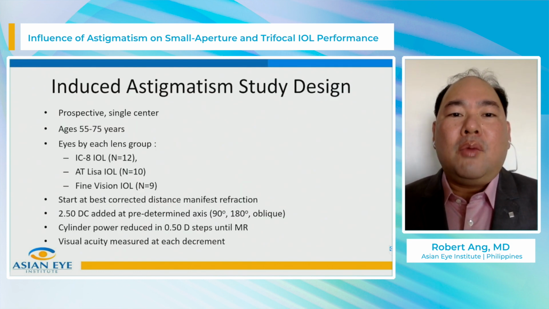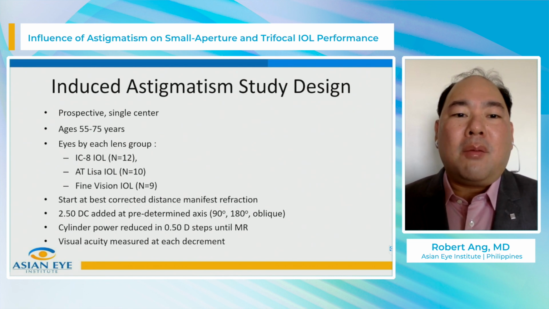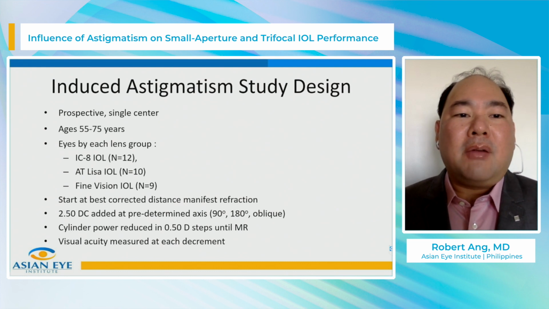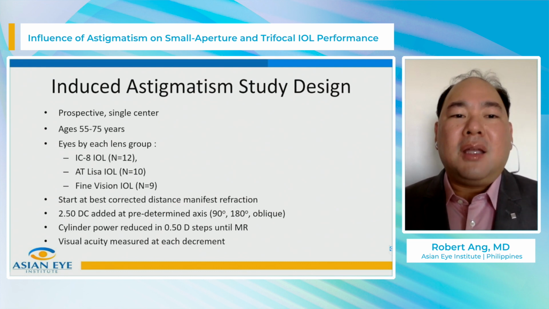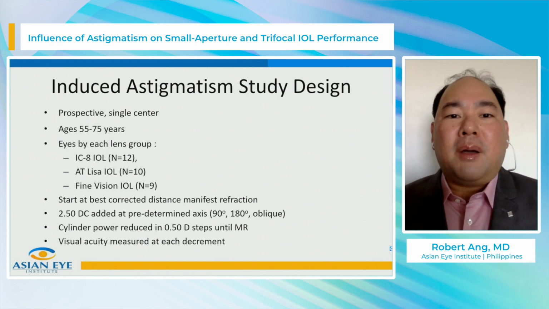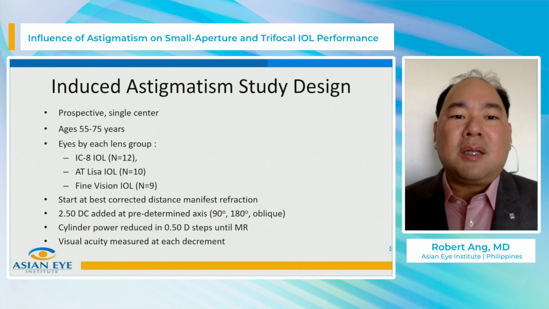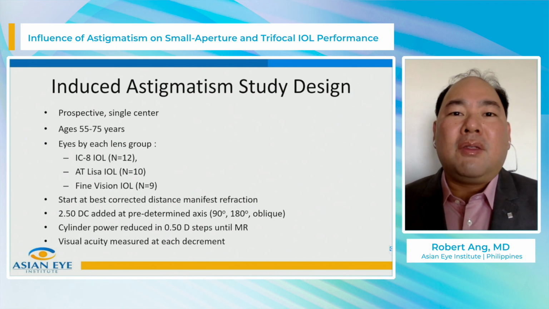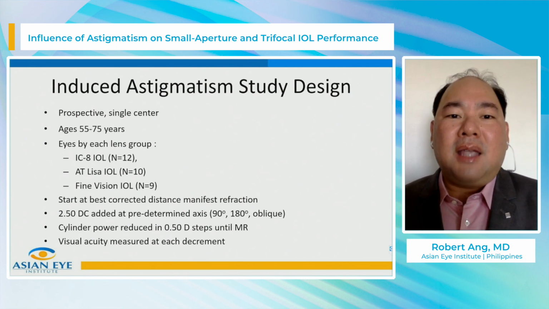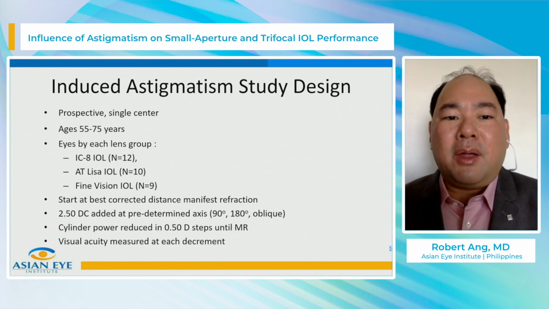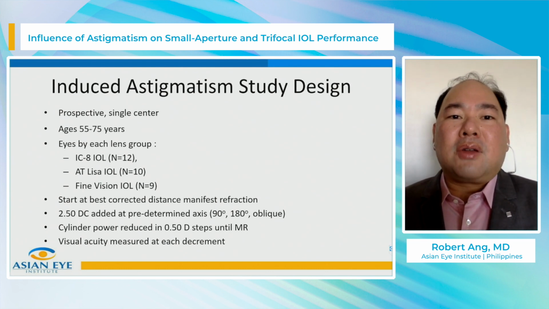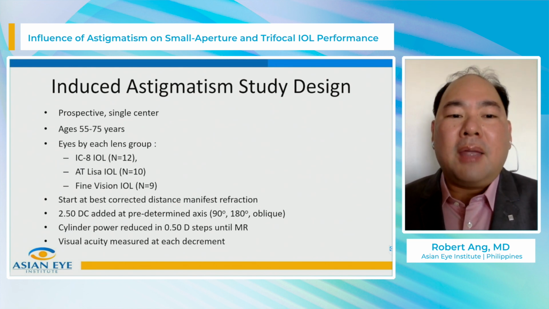In this study, we wanted to find out what the effect of astigmatism is on these common and popular presbyopia-correcting IOLs. We did a prospective single center study. The age group of the patients was 55 to 75 years old, and we recruited patients who have already had cataract surgery with implantation of one of three IOLs. One is the IC8, which is an EDOF type of IOL. One is the AT LISA trifocal IOL. And the third one is the FineVision Micro F trifocal IOL.